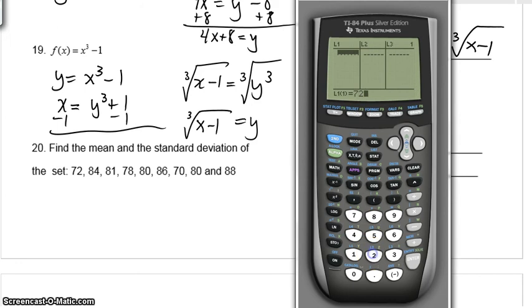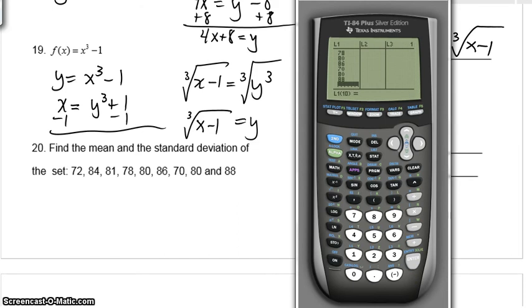So I'm just going to type these in now. I'm going to go 72, hit enter, 84, hit enter, 81, 78, and 80, and 86, 70, and 80, and finally an 88.